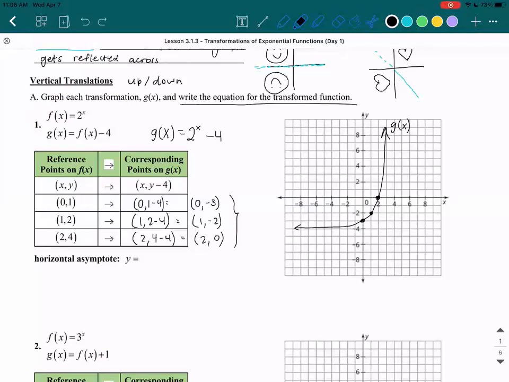And now what will be our horizontal asymptote? Well, our horizontal asymptote is simply this number. So y is equal to negative 4. And you can see that right over here. I'll draw it in yellow, a dotted line across at the negative 4.